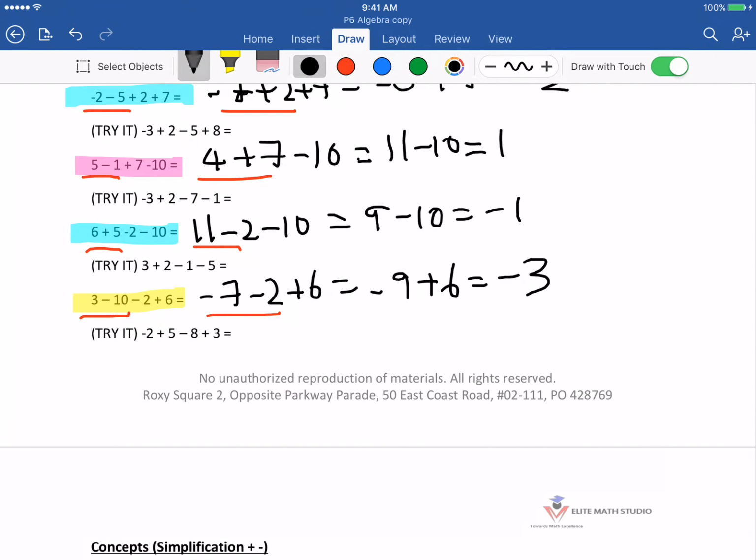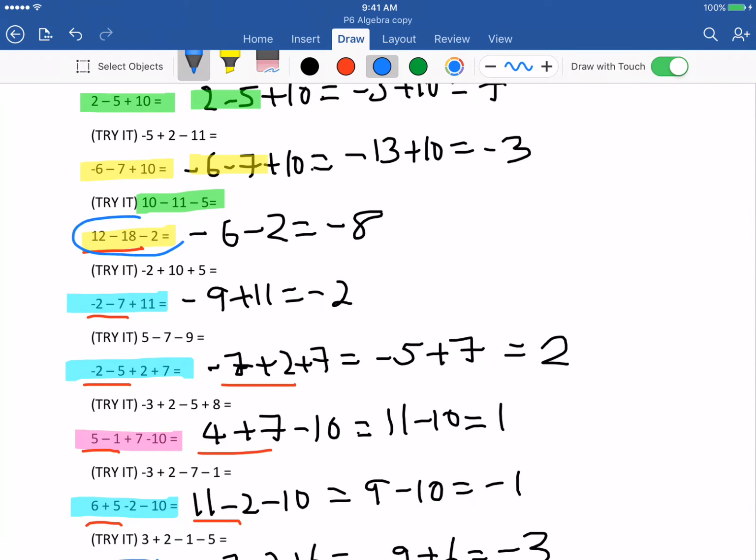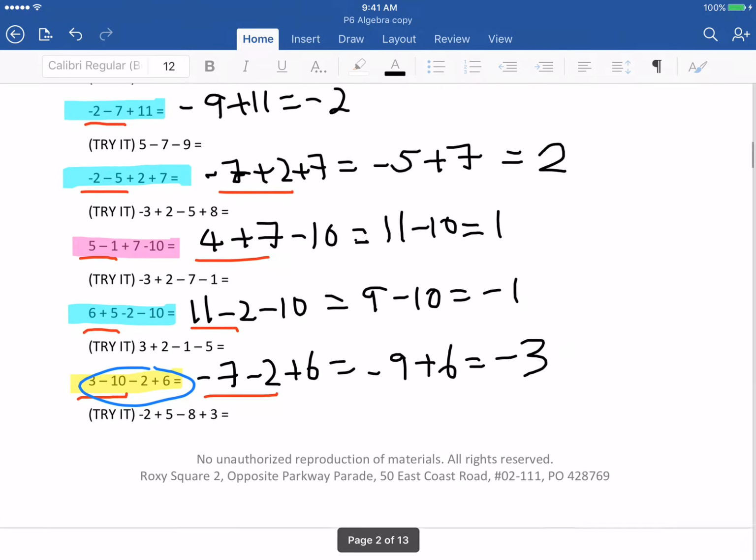Okay, so where you have, for example, an expression with 3 terms like that, or even 4 terms, do not panic. What you need to do is just do 2 by 2. Okay? So go ahead, attempt the try it question. Pause the video and go and do it.